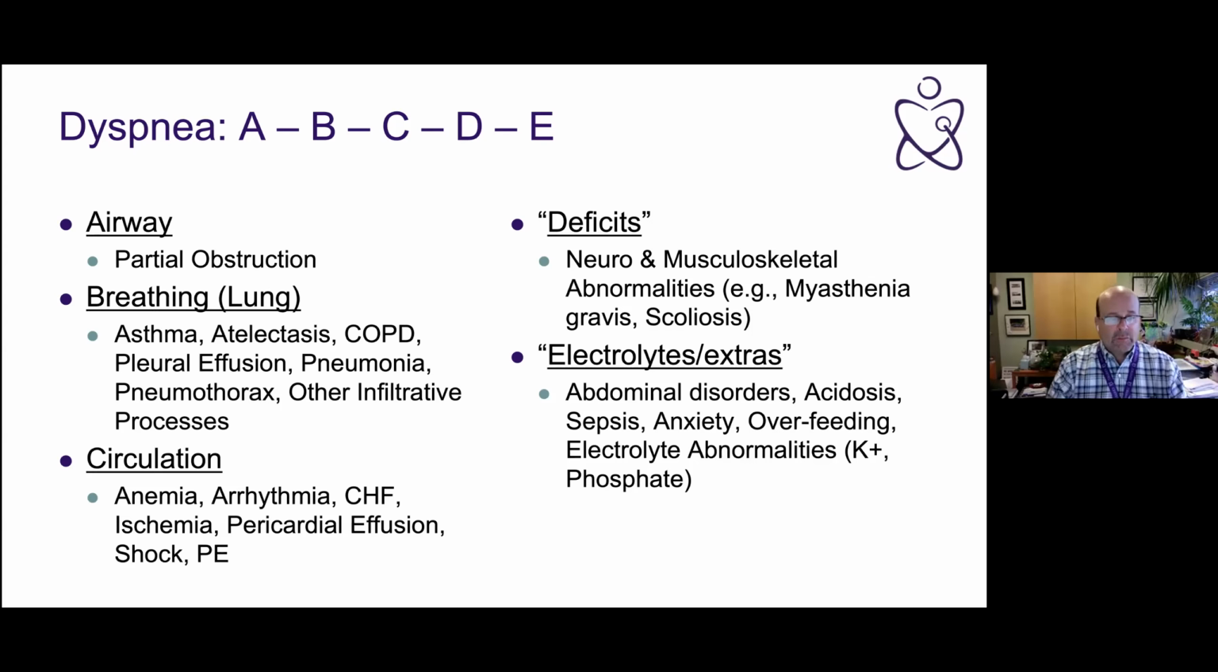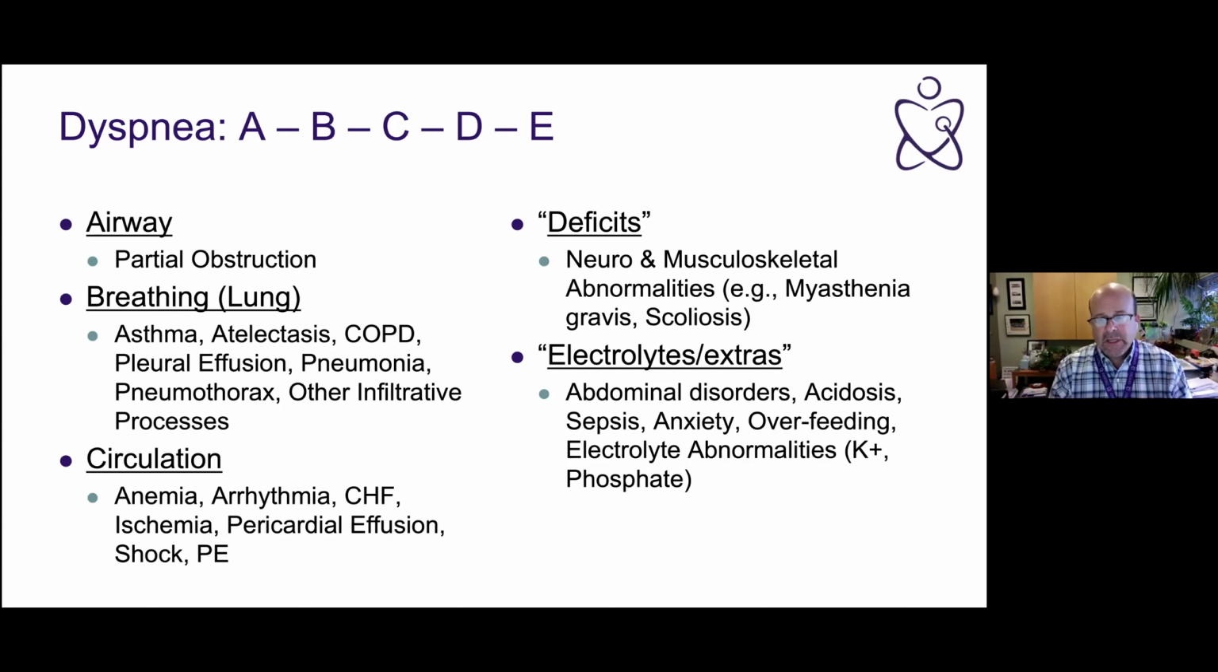C is circulation, the cardiovascular system. So, are they profoundly anemic? Are they having an arrhythmia? Are they in heart failure? Have they had a PE? Do they have a large pericardial effusion and tamponade maybe?